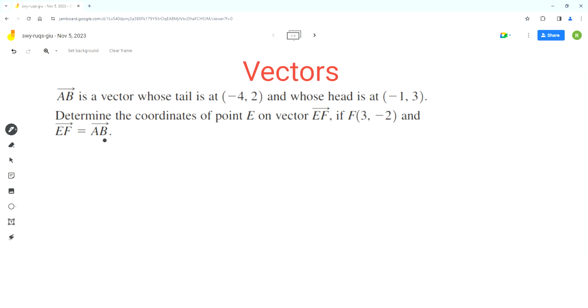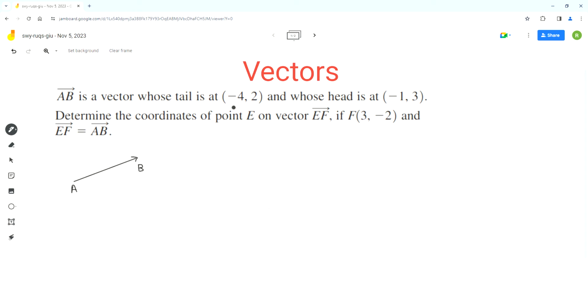So the first step here is to analyze the given vector AB. We are given the tail and the head or the tip of the vector, so we can start by drawing this vector. Let's assume vector AB goes like this, and this is the head or the tip of the vector, and that's the tail. Now the vector AB, when it's written like this, means the vector starts at point A. So A becomes the tail of the vector and B becomes the head or the tip of the vector.